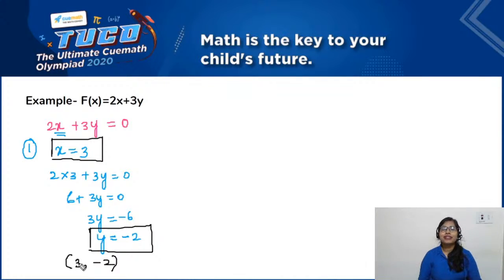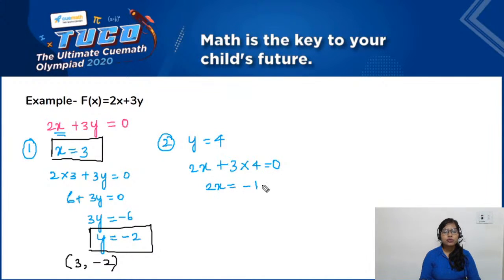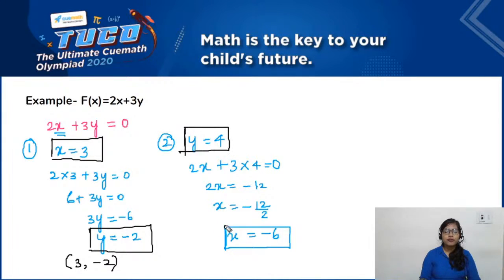Alright, so is there anybody who has got any other kind of solutions? I'm going to solve for one more by taking the value of y. So as you all can see, if I take the value of y as 4, then let's see what's the value of x we get. So 2x plus 3 times 4 is equal to 0. So 2x is equal to minus 12. So x would become equal to minus 12 over 2, and that is equal to minus 6. Hence we get the value of x as minus 6. So for the value of y as 4, we have got the value of x as minus 6.